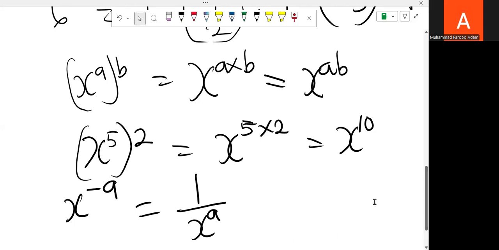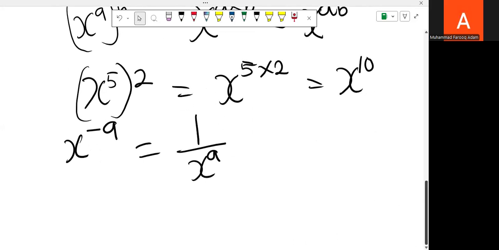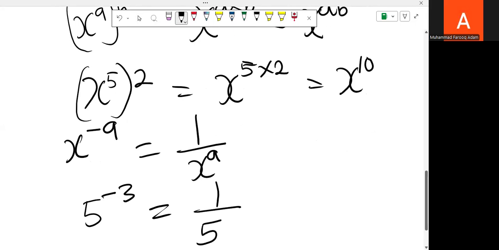So let me quickly give an example. 5 raised to minus 3 would give you 1 over 5 raised to the power of 3. I hope you understand that. I hope it's clear. These are not all the laws of indices. These are just 5.